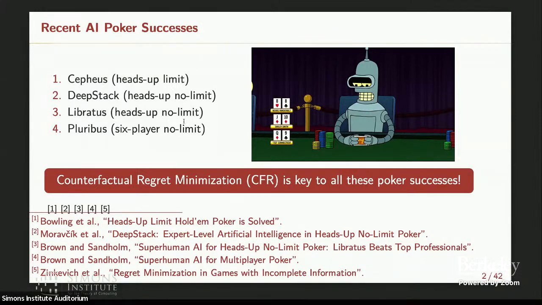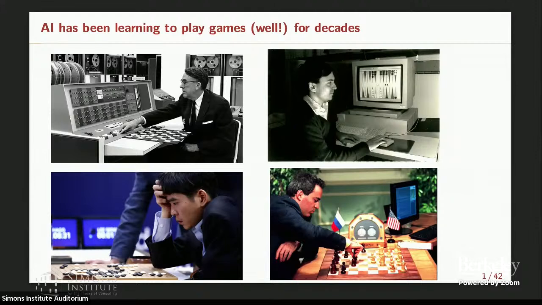So a good part of poker success is due to this very influential algorithm called counterfactual regret minimization, which minimizes regret in extensive form games. These are all extensive form games where one player takes a turn, like chess, then another player takes a turn, and so on, but we have a whole game tree that we're reasoning about.